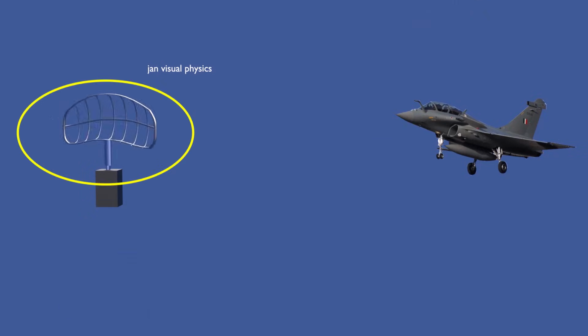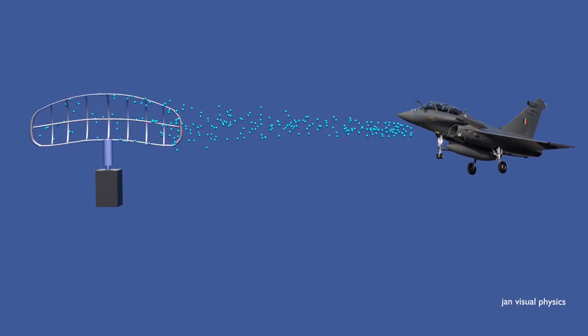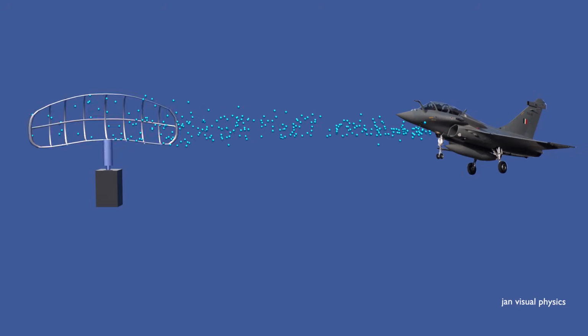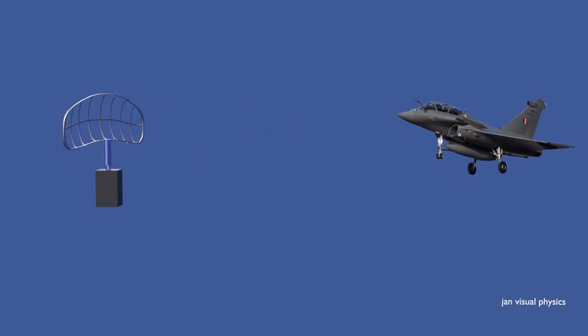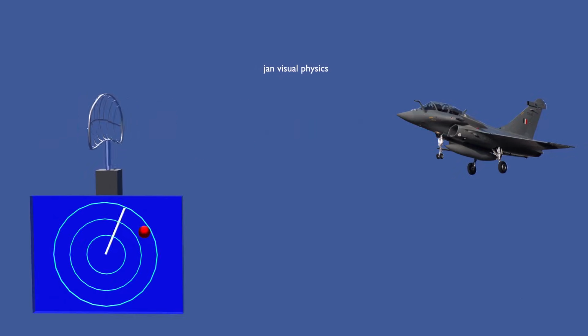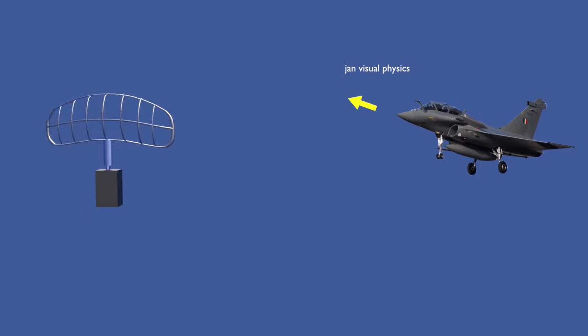The antenna plays a crucial role in radar operation. It focuses the radio waves into a narrow beam and sends them in a specific direction. By rotating or steering the antenna, the radar scans the surrounding area. The antenna also receives the reflected signals, which helps determine the direction of the object.